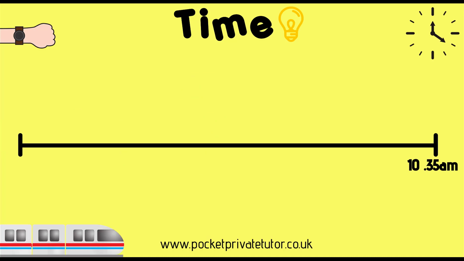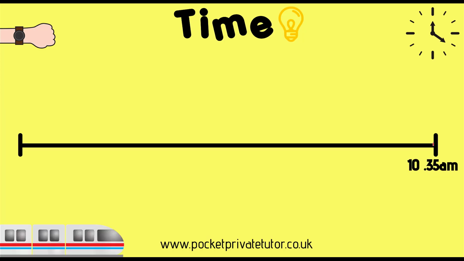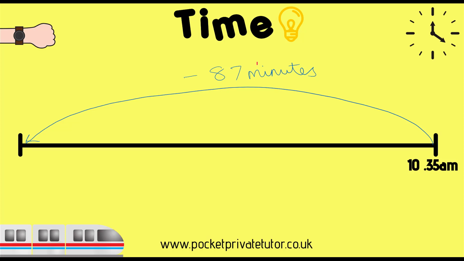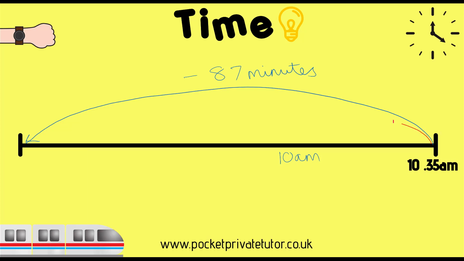So I've got my 10:35. Now I haven't written on this page the journey time, so I know I need to subtract 87 minutes. So I'm going to label my number line. So like before, I would try and always jump to the nearest hour if you can. So I want to get to 10 a.m. I'm going to use a different colour this time for the jump inside. So this jump was taking away 35 minutes. It's taking away 35 of my 87 minutes.